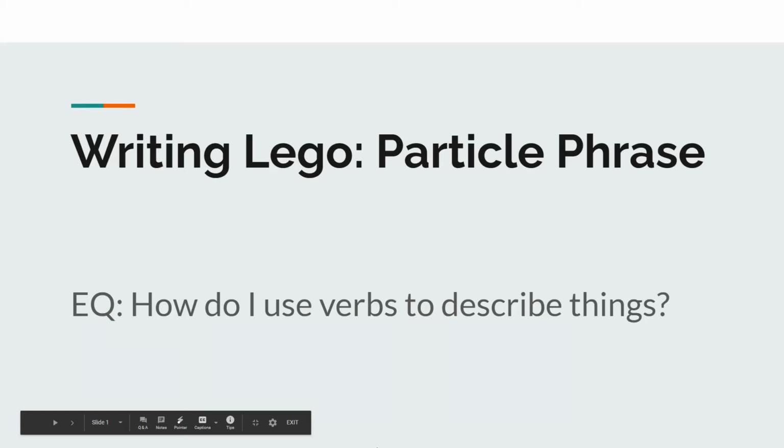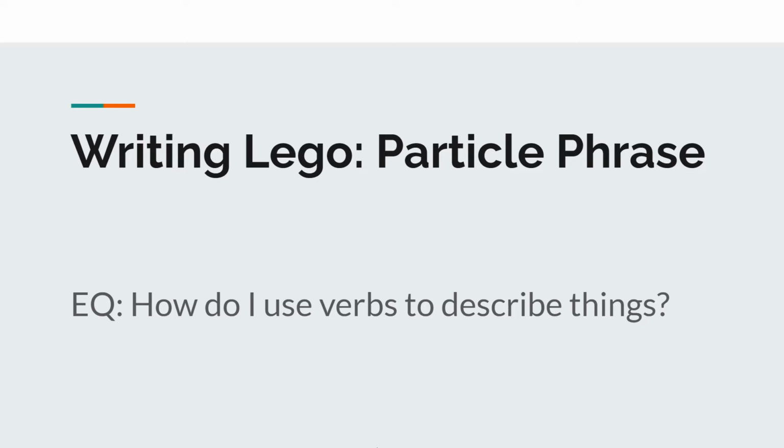Today we're taking a look at writing Lego participle phrase. A participle phrase is a very good tool we could use in writing to describe different things that are going on, where we want to use verbs to describe something that's happening. Our essential question today is how do I use a verb to describe things?